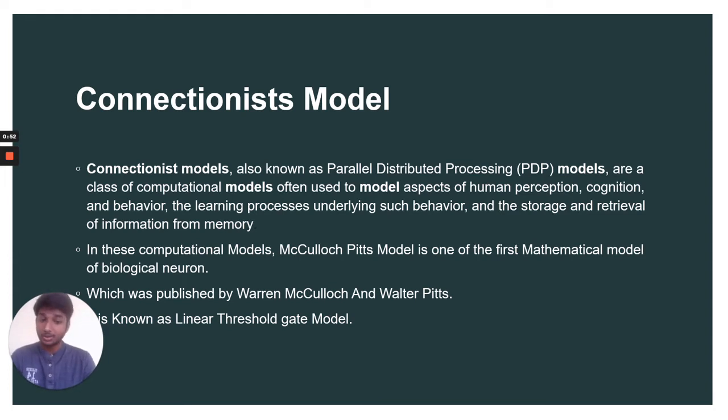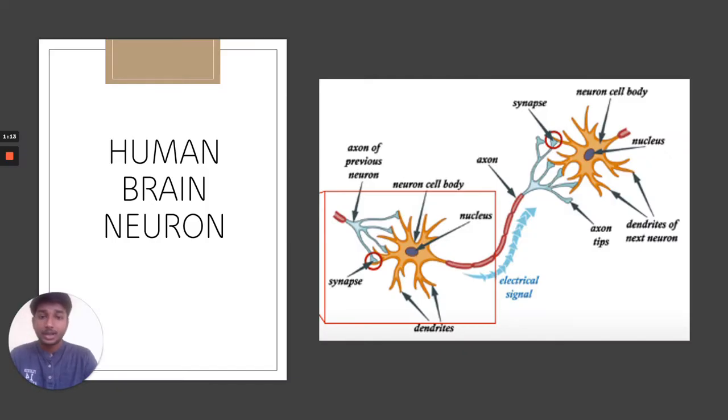The McCulloch-Pitts model is one of the first mathematical models, built from the biological neuron. It was proposed by Warren McCulloch and Walter Pitts, and this is also known as the linear threshold gate model.